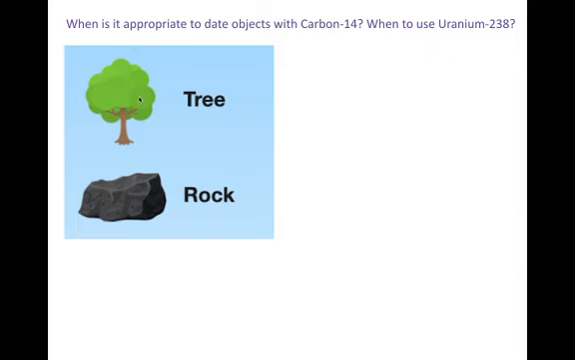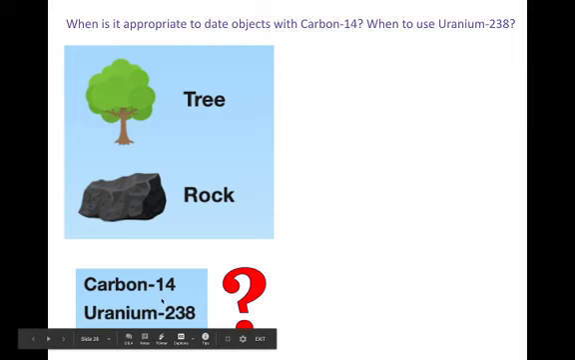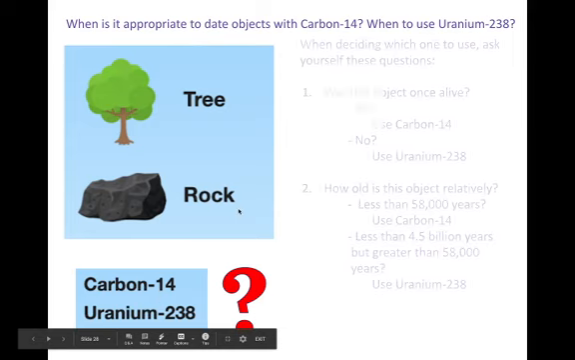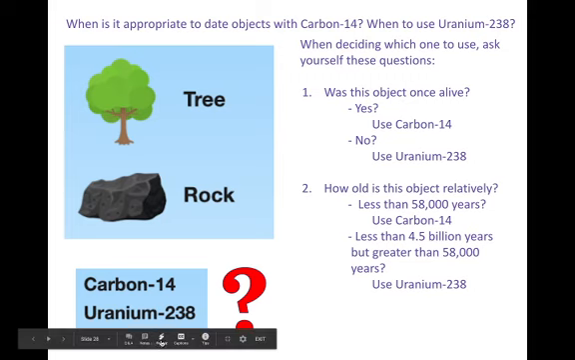So I mentioned this a little earlier. In this simulation, there are two choices of objects. You have a tree or a rock. Okay, so which one do you use for carbon-14 and which one for uranium-238? Okay, when you're deciding which one to use, ask yourself these questions. Was the object once alive? So the tree, once it dies, it will be once alive. So if it was once alive, you would use carbon-14. But if it was never ever alive, like a rock, then you would use uranium.